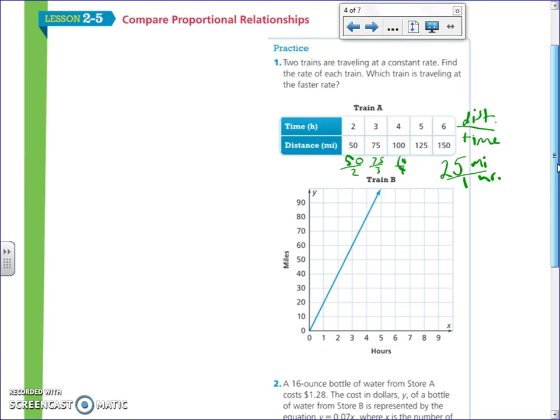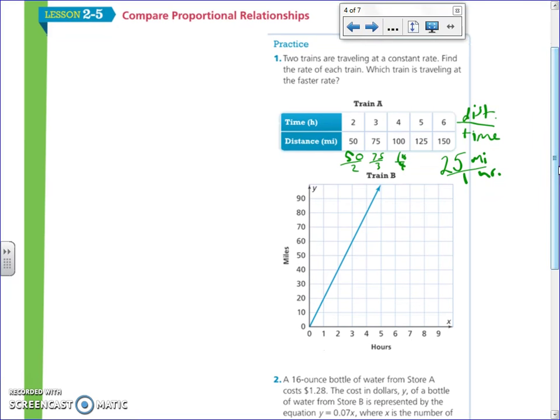Okay, and then we go down to train B. Train B is shown on this graph. So we're looking for at 1 hour, how many miles did train B travel? So I'm going to go to my graph. Here's 1 hour. I look up and it is at 20 miles for 1 hour. So for my constant rate of change for train B, I'm at 20 miles per hour.